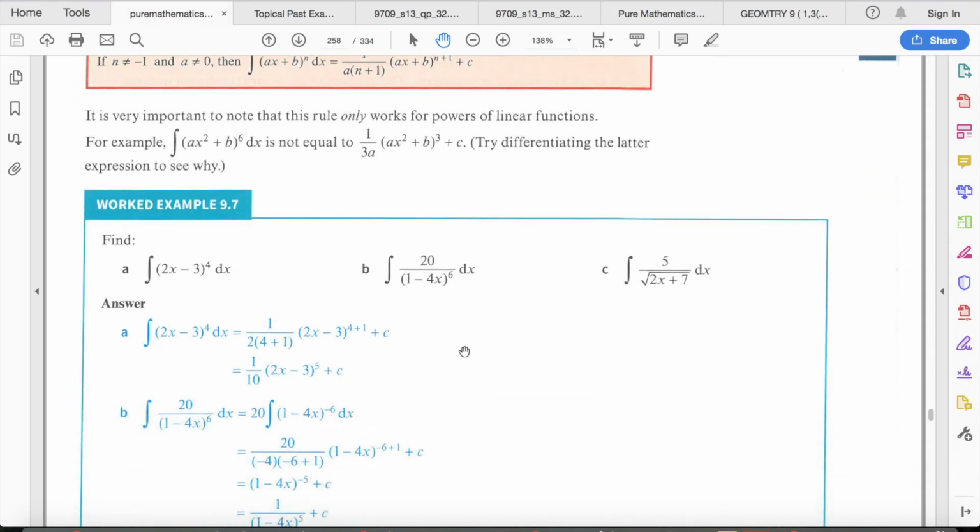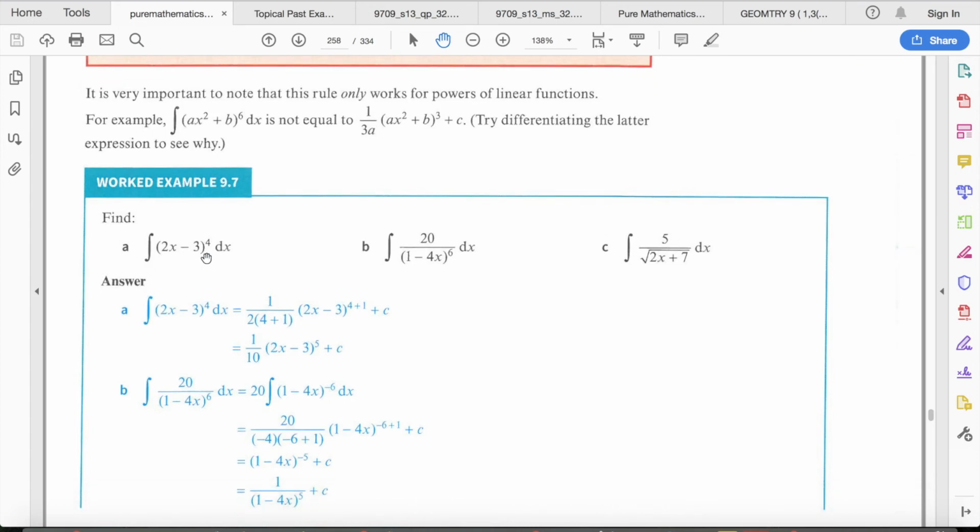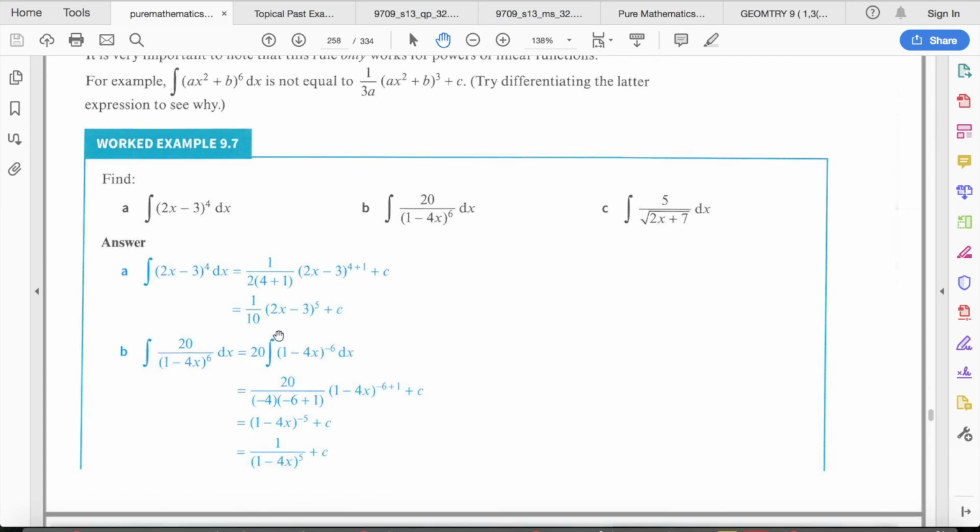Now look at the example here. Integration of 2x minus 3 to the power of 4. So a is 2, n is 4. It will be 1 over a, which is 2, then n plus 1, which is 4 plus 1, 2x minus 3 to the power of 4 plus 1 plus c. Then you simplify.